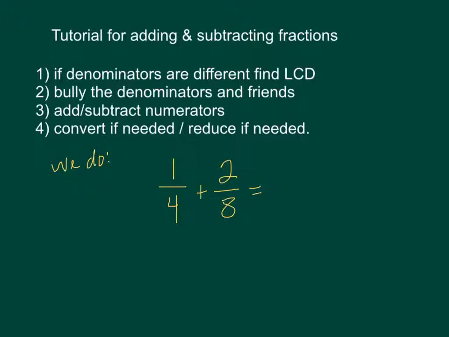So it's like having 1/4 of a pizza, and I'm adding it to 2/8 of a pizza. And I want to know how much pizza I'm going to have, but they're cut up differently, so I would like to know how much total pizza I have. So, step 1, get the denominators the same. So these are not, so find the LCD.